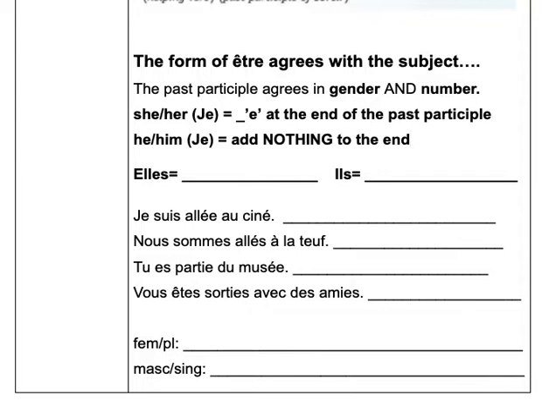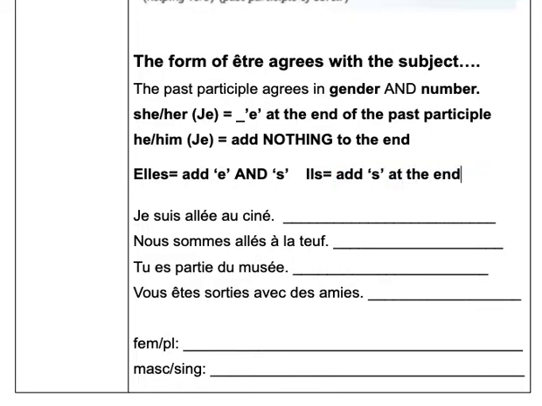Okay? Now, if it's elle, now we have feminine and plural. So you can guess we need to add an E and an S. Okay? If it's ils, a bunch of he, him pronoun users, we would only add an S at the end. Okay? If it sounds confusing now, we'll get into it. We'll see what this looks like.